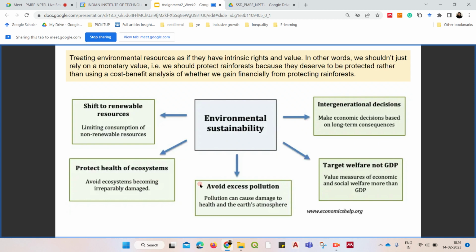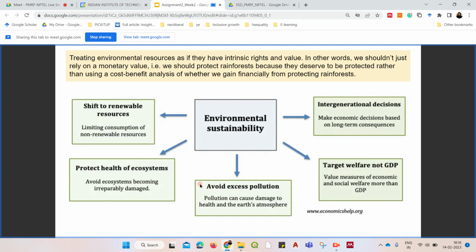The generation after us is also going to be using that resource, so we use the resource in such a way that the use can be sustained over time. It can be sustained in a way so that the generations which come after us can also use it. So we shouldn't use it in a way that we empty out all the resources and the generation who comes after us has nothing to use. That is what is meant by intergenerational decisions.